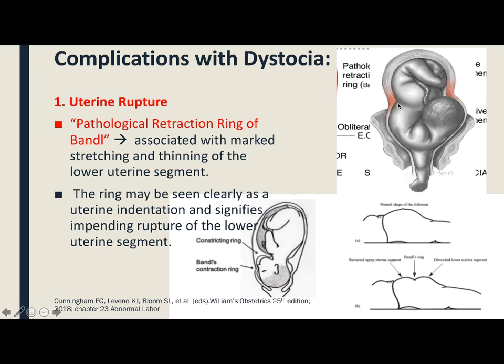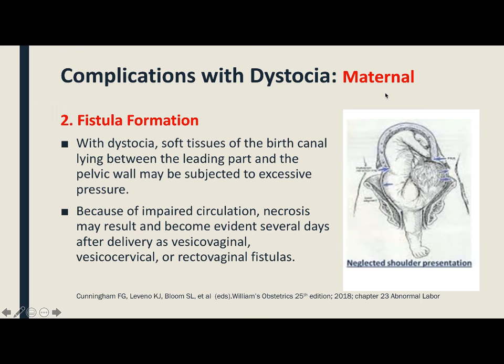So here again is a picture of the pathological retraction ring of Bandl. Next maternal complication is fistula formation. With dystocia, soft tissues of the birth canal lying between the leading part and the pelvic wall may be subjected to excessive pressure. And because of impaired circulation, necrosis may result and become evident several days after delivery as vesicovaginal, vesicocervical, or rectovaginal fistulas.